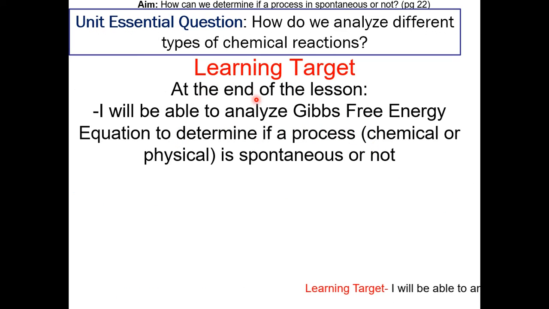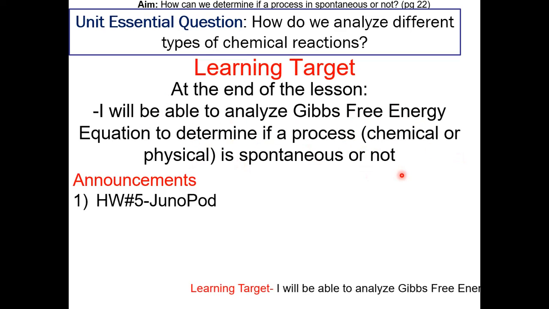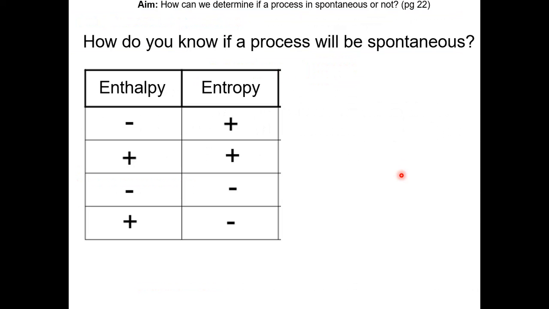Learning target: at the end of the lesson, I will be able to analyze the Gibbs free energy equation to determine if a process, chemical or physical, is spontaneous or not. Homework number 5 will be a Junipod based off this lesson.